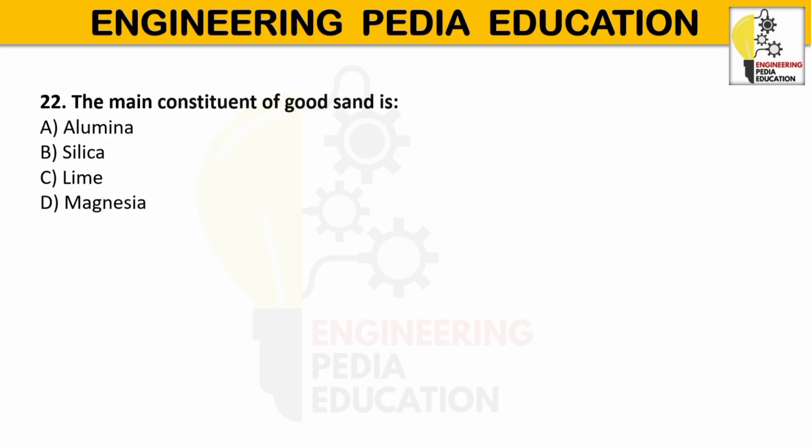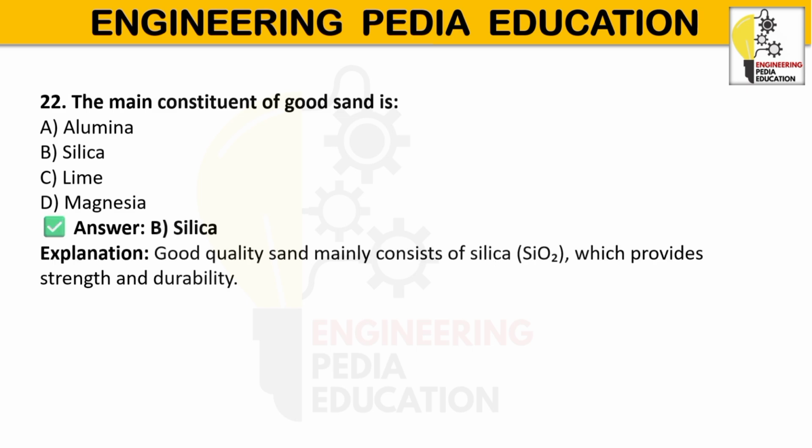The main constituent of good sand is alumina, silica, lime, magnesia. So the correct answer is silica. Good quality sand mainly consists of silica, which provides strength and durability. Typical composition of good sand is silica 80 to 90%, alumina, iron oxide in small amounts, lime and other impurities in very small amounts. Silica provides strength and hardness, makes sand durable, resistant to weathering, and suitable for concrete and mortar work.